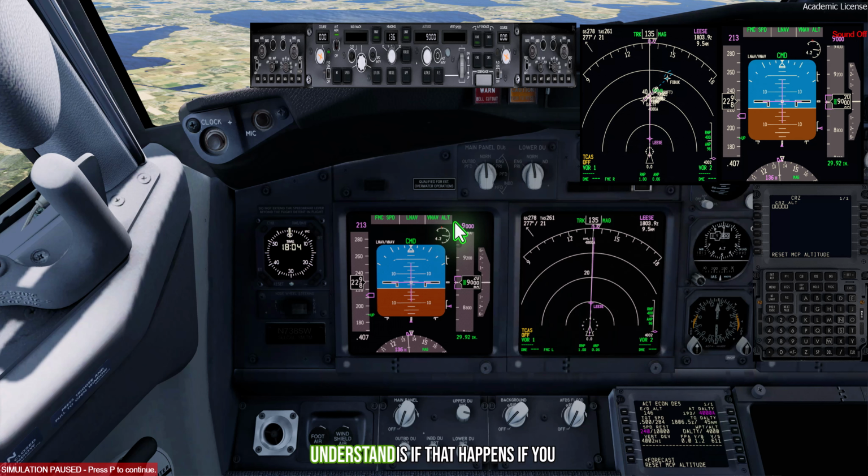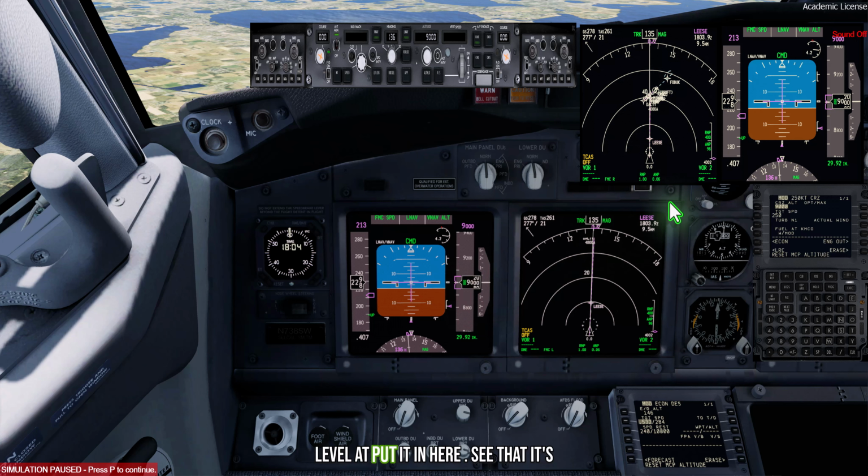So what I want you to understand is, if you went to engage it a second time and it did not engage, here is where you can correct the situation. Go to the cruise page, and notice there's no altitude in here. What you have to do is enter the altitude that you're at, or should level at, put it in here. See that it's reversed highlight as it is right here now, and then go ahead and execute it. That turns magenta. You can go up here and engage VNAV.